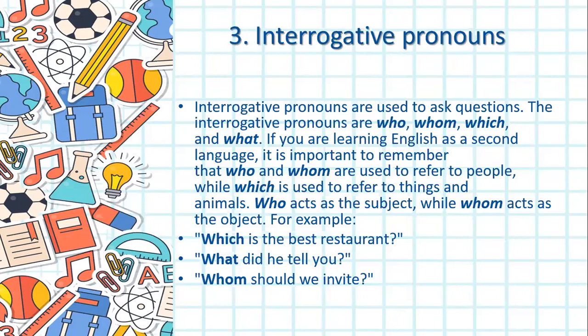So if you are talking about people, you can use who and whom. If you are talking about things or animals, you can use which. So if the word who is used, this is subject. If the word whom is used, this is object. For example, which is the best restaurant? We are talking about a restaurant, that's why which is used here, not who. What did he tell you? Whom should we invite? Inviting a person, that's why we used whom.